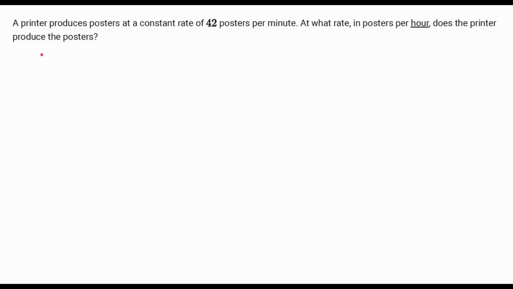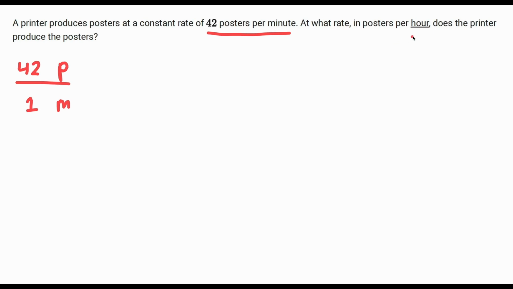Okay, so in this first problem, it says a printer produces posters at a constant rate of 42 posters per minute. At what rate in posters per hour does the printer produce the posters? Okay, great. So this is our rate right here, 42 posters per minute. So let's go ahead and put that as a rate. So we're going to have 42 P per 1 M, where basically this is saying we'll have 42 posters P produced per 1 minute M.